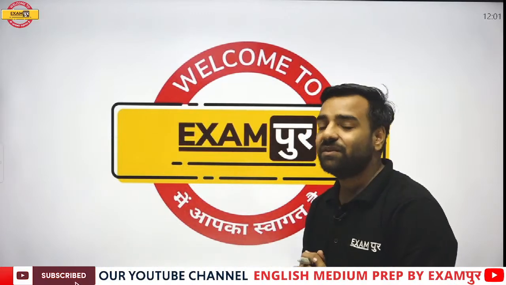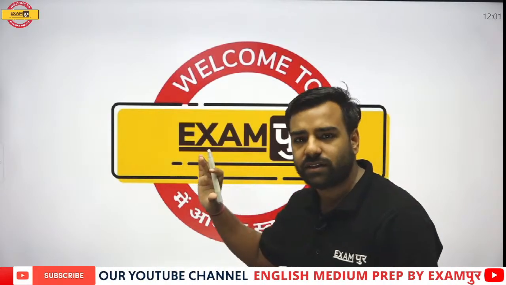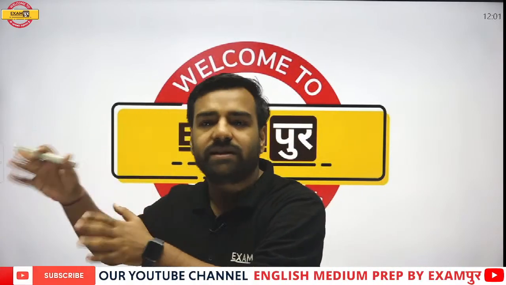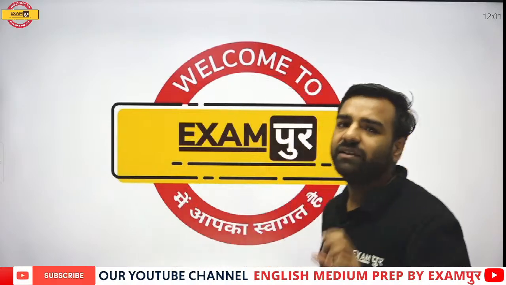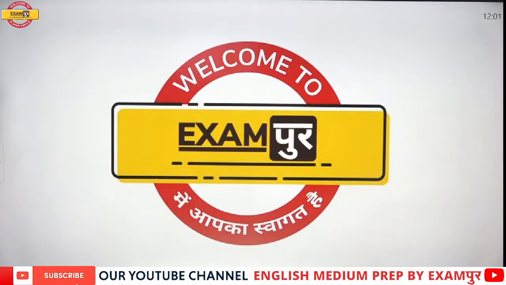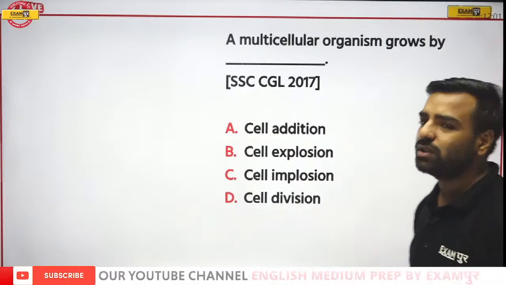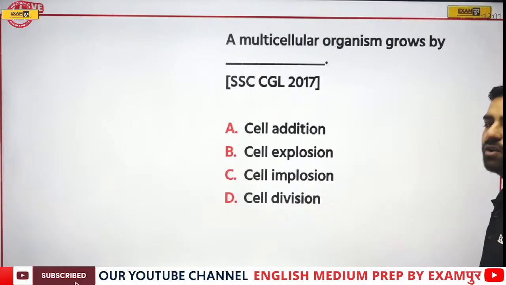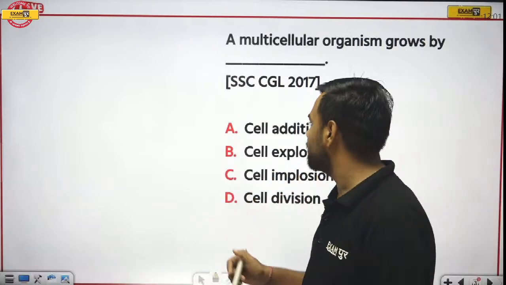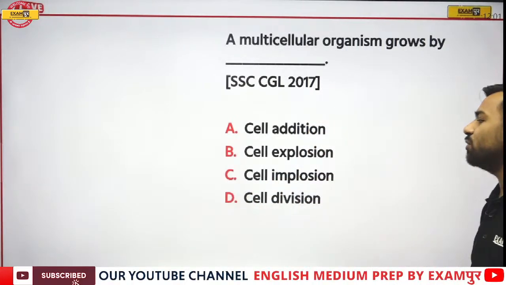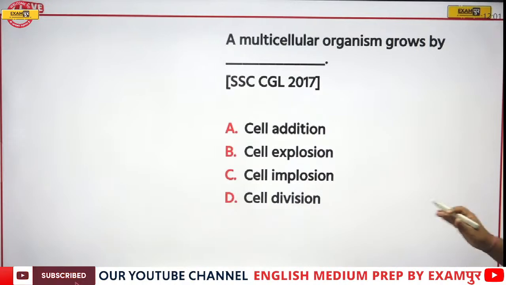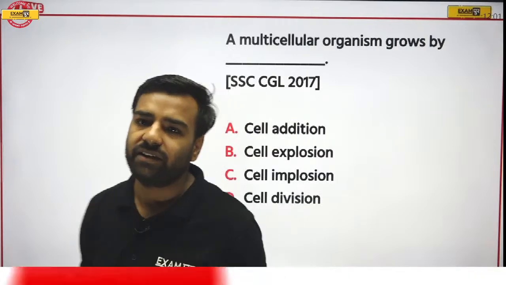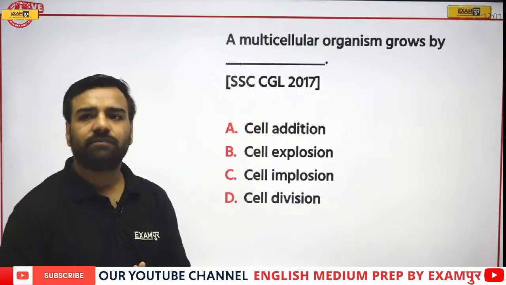Okay, so yes, we were discussing this topic, that is the reproductive system. There are several examinations in which this topic is asked. So yes, let's start with the first question. The first question would be a basic one, and the question is from CGL 2017. A multicellular organism grows by what? So here are four options. First one is cell addition, second is cell explosion, third is cell implosion, and fourth is cell division. So it's a basic question which was asked in CGL 17. So let's see who can give this answer.